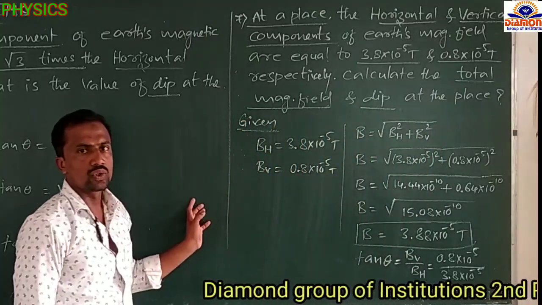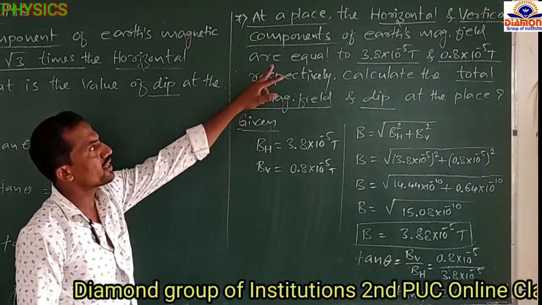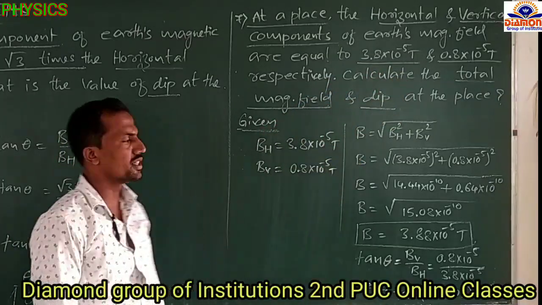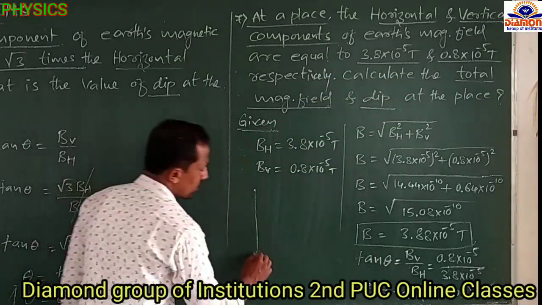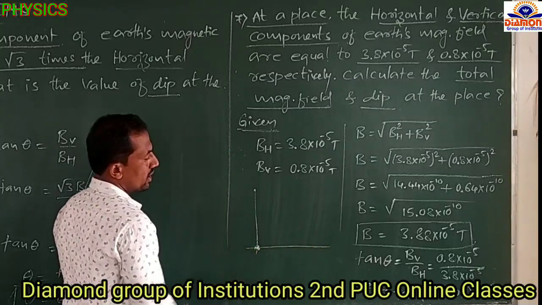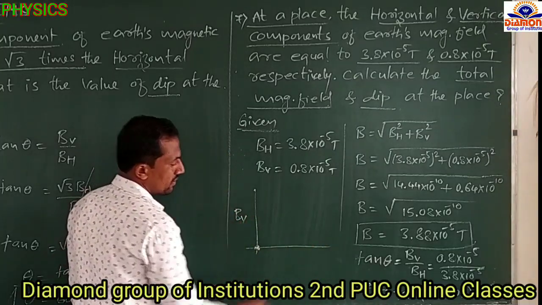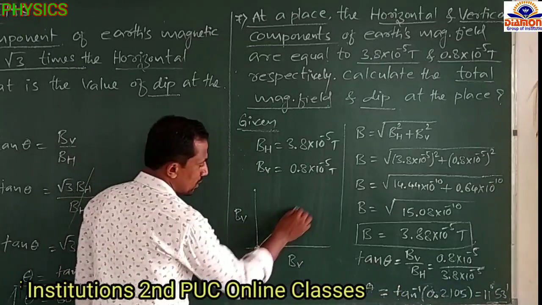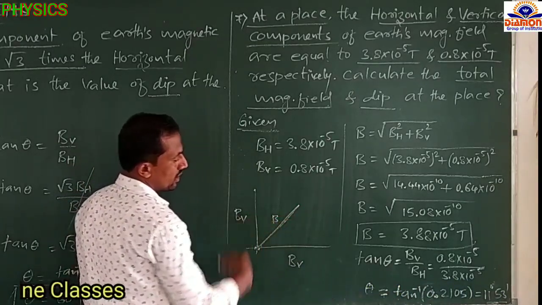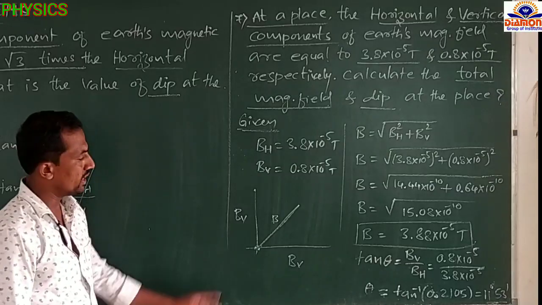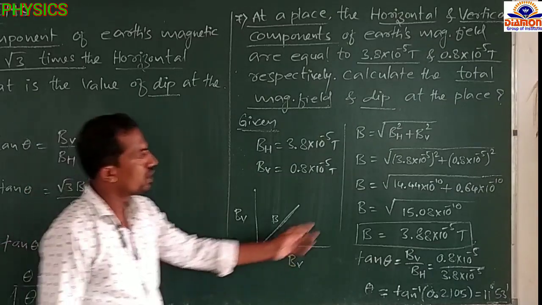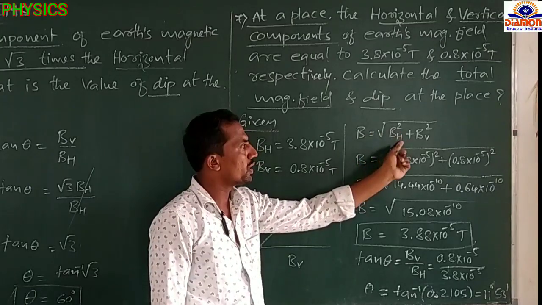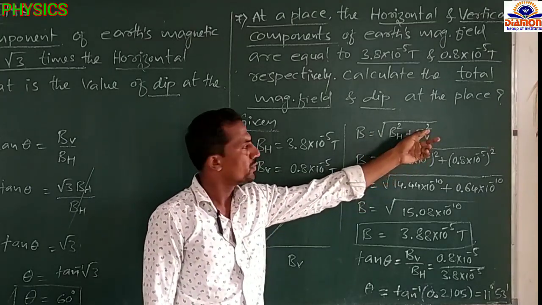First, the total magnetic field. Two magnetic fields are given: the horizontal magnetic field and the vertical magnetic field. We are calculating the total magnetic field. For example, at this place, this side is the vertical magnetic field and this side is the horizontal magnetic field. We are calculating the total magnetic field B. In theory there is one formula: total magnetic field B equals under root of BH square plus BV square.